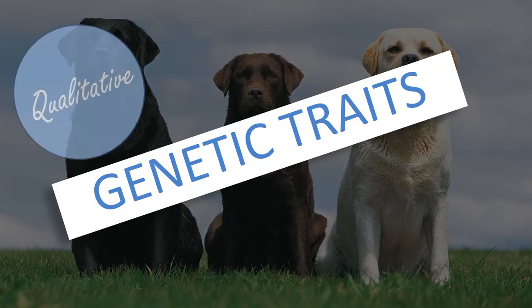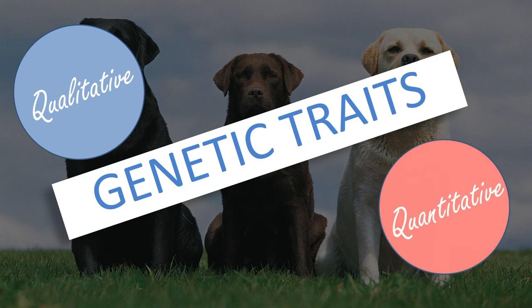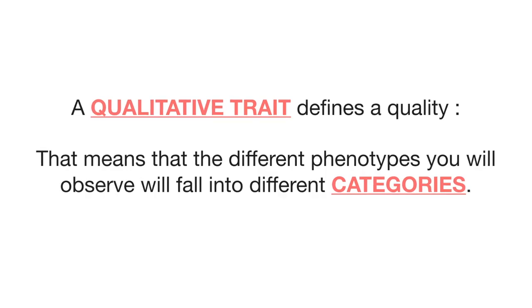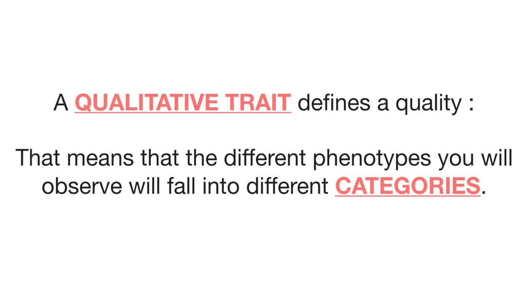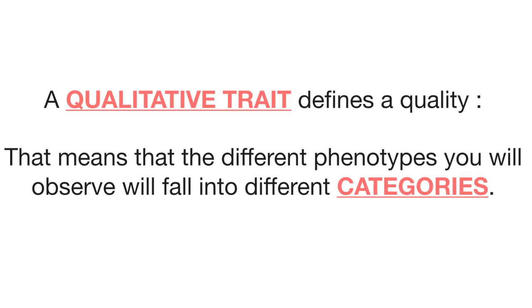Okay, now when you're done writing, I want you to take the page out of the notepad and put it next to a blank one. Because we are now going to split those traits into two categories: the ones that are said to be qualitative versus the ones that are said to be quantitative. A qualitative trait defines a quality. That means that the different phenotypes you will observe will fall into different categories. Let me give you a few examples here. Color of the coat, color of the eyes, type of coat, if it's smooth, rough, curly.